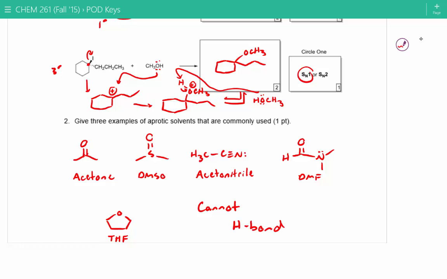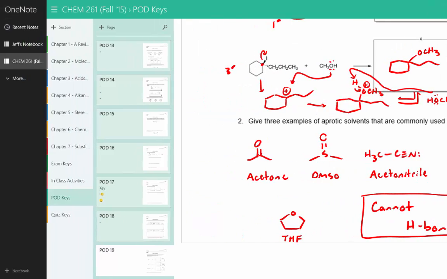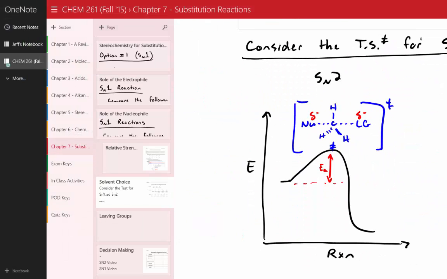And we're going to continue talking about solvents today, but this is a really powerful tool that we have at our disposal, is the fact that we can use a polar solvent that cannot hydrogen bond. So let's go back and talk about solvents.